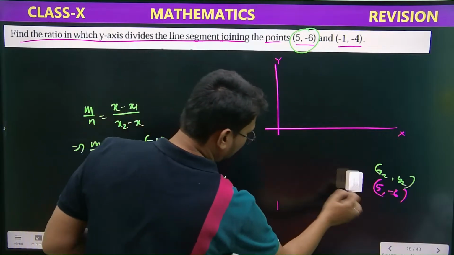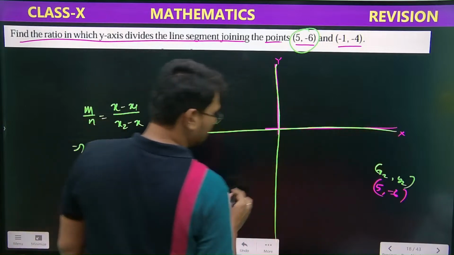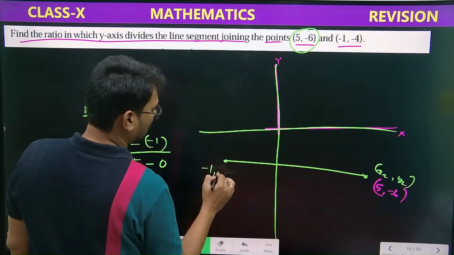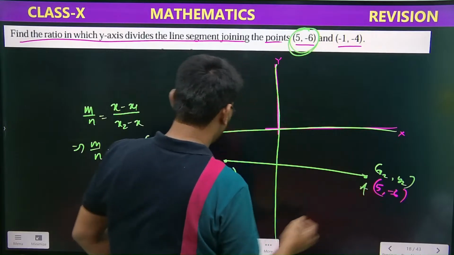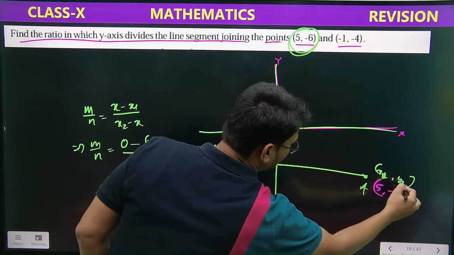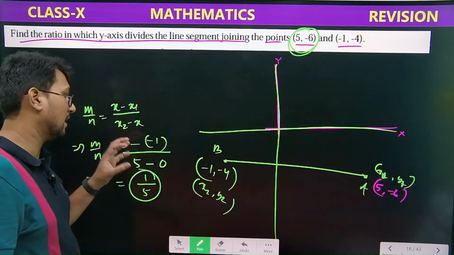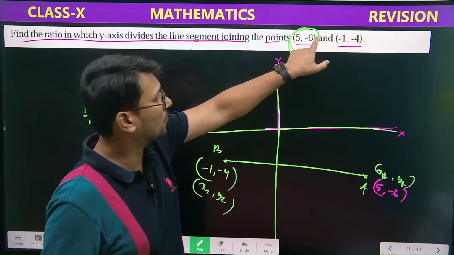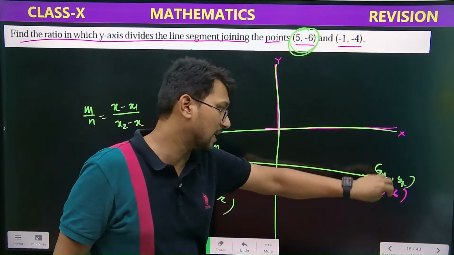This is the point (-1, -4). But according to the question, this is the first point. Therefore, this is A and this is B. So we have to choose this as x1, y1 and this as x2, y2. Are you clear? For using this formula, you have to concentrate on which point is given first. The first point is (5, -6). Hence, you have to choose that as x1, y1.